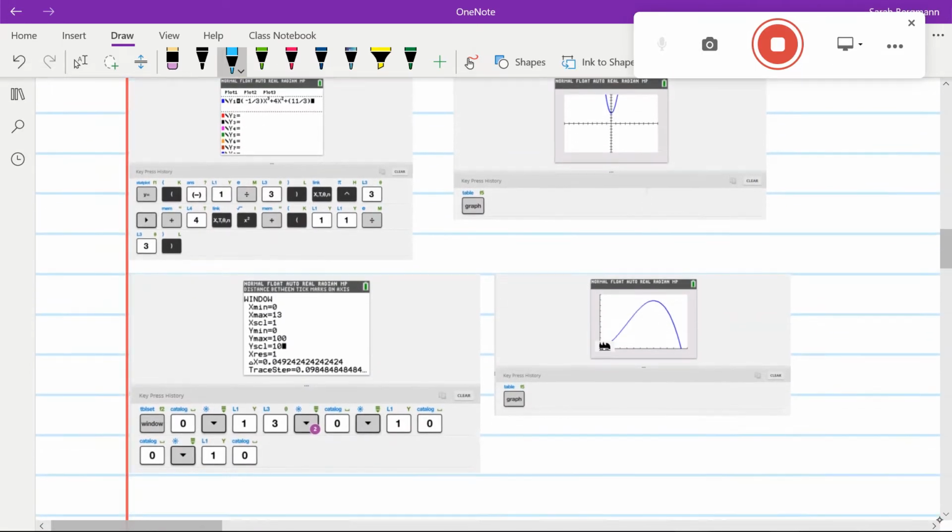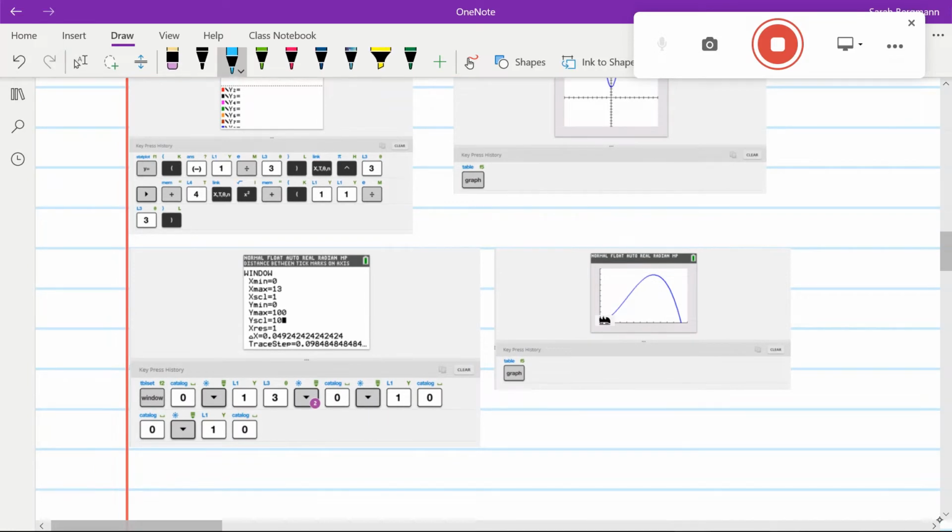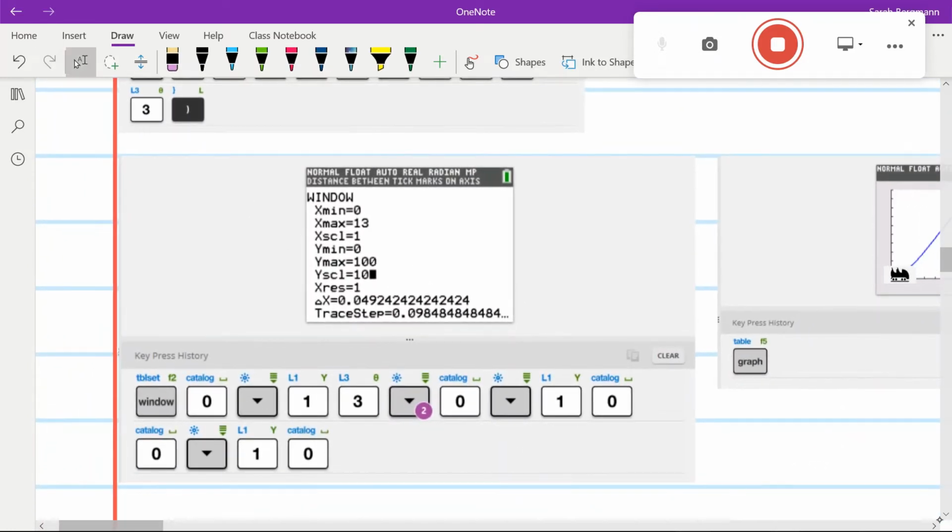So what I did was I changed my window. I changed my x's to be 1 less and 1 greater than my interval. Remember, my interval was from 1 to 12. So I made my minimum value 0 and my maximum value 13. I left the x scale as 1 since 1 to 12 isn't that big of a range. For my y minimum, I know that the roller coaster is not going to be a negative height, so I set my y minimum to 0.